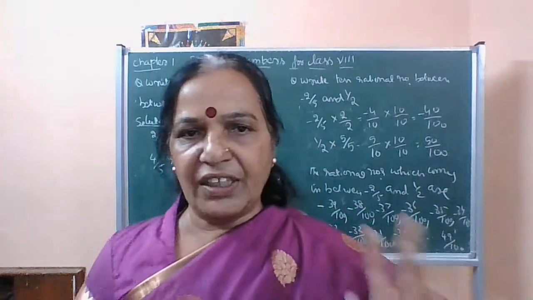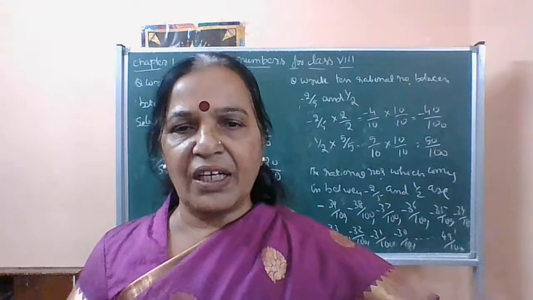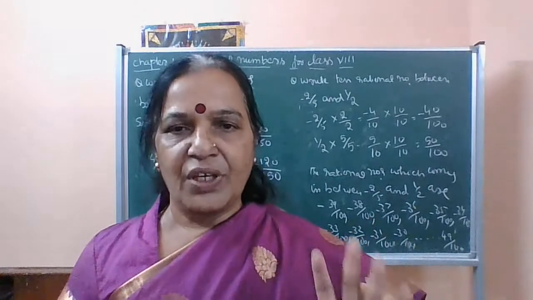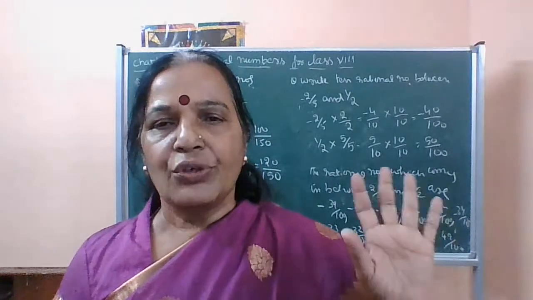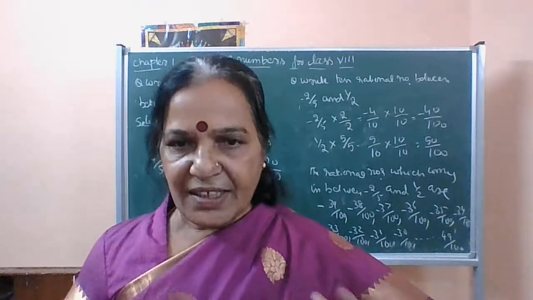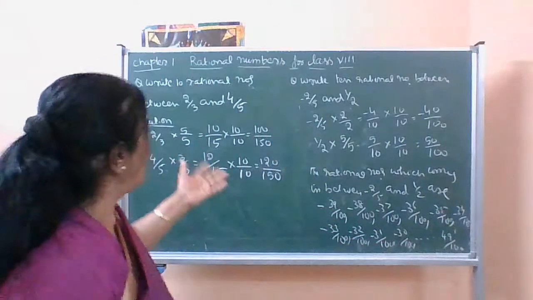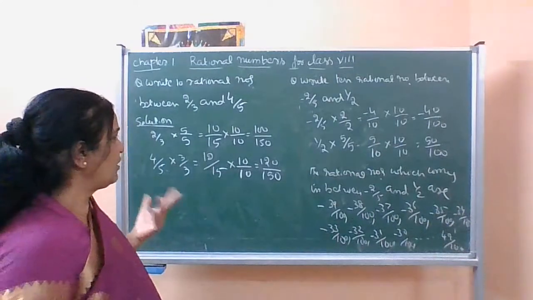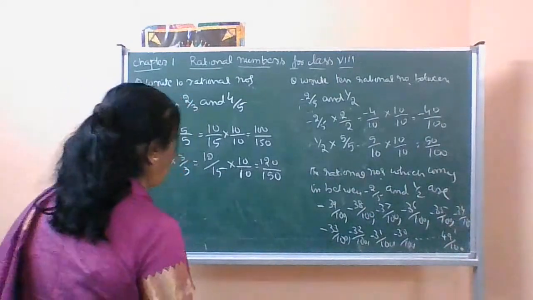If you want only 3, you can multiply both numerator and denominator by 4. If you want only 5, you can multiply both numerator and denominator by 6. Now, if you multiply by 10, you will get any number of rational numbers.